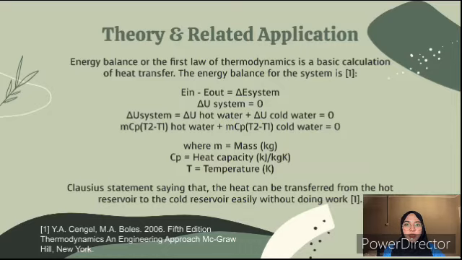And then the whole derivation for the equation is mCp delta T hot water plus mCp delta T cold water, which is equal to 0, where m is mass in kilograms, Cp is the heat capacity in kilojoule per kilogram Kelvin, and T is temperature in Kelvin. The closure statement says that heat can be transferred from the hot reservoir to the cold reservoir easily without doing work.